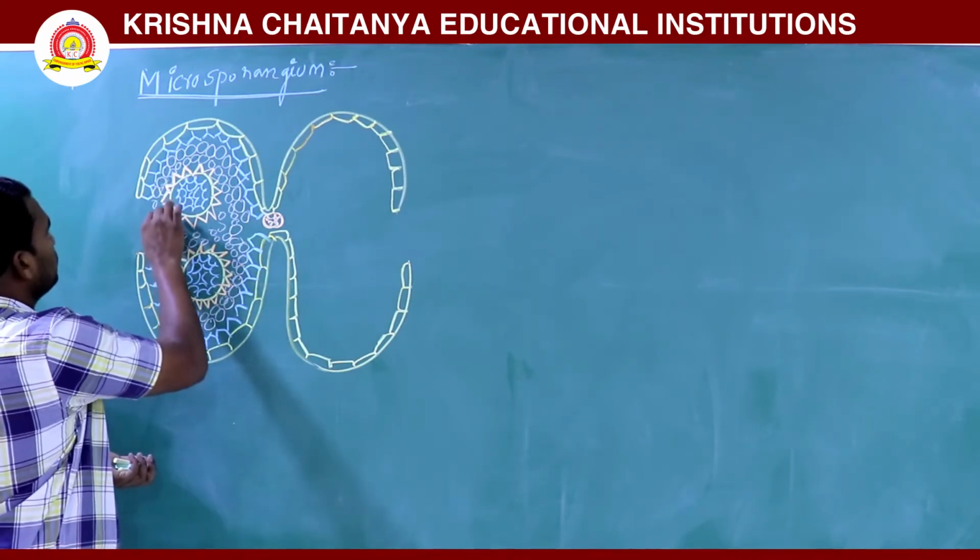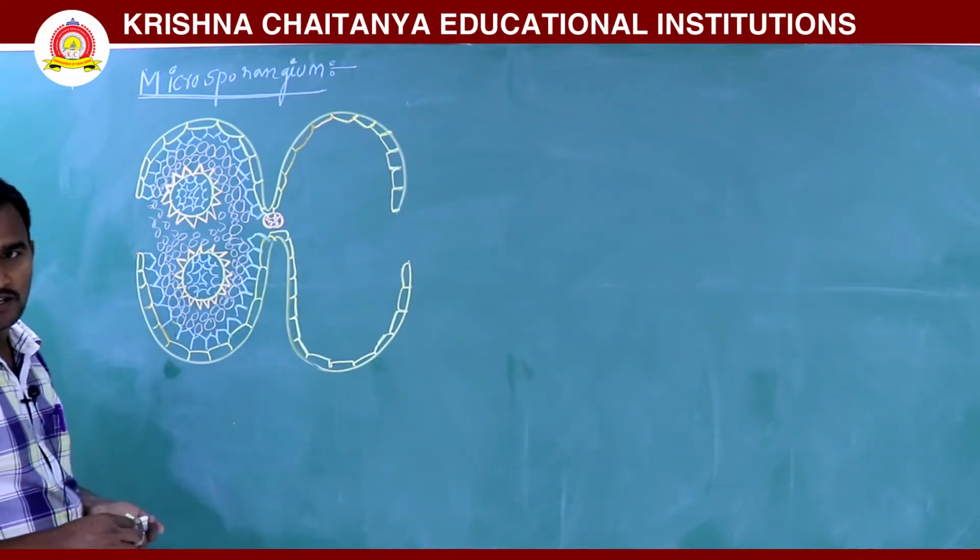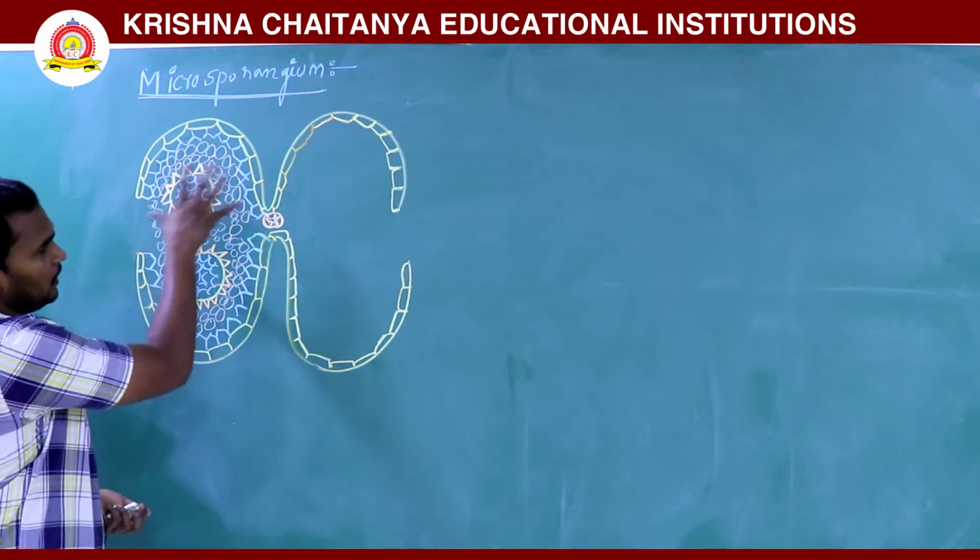Okay, sporogenous tissue. So now I will explain one by one. Okay, this is the diagram.